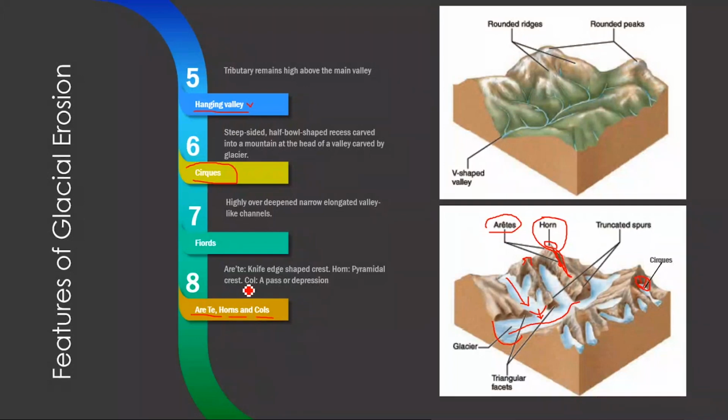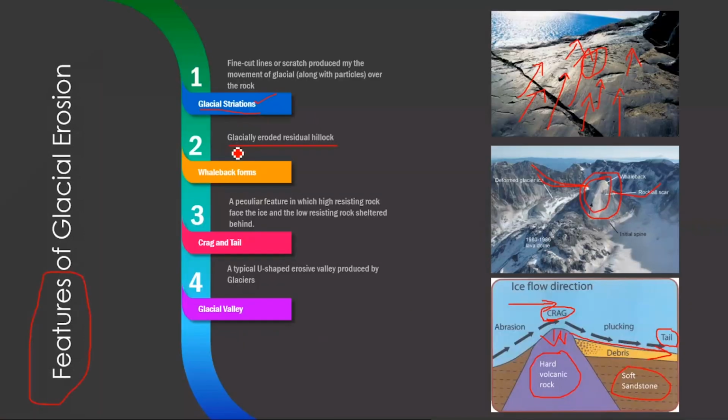And col is another geomorphological feature, which forms a depression between these two elevated surfaces. So that is a narrow depression forming, that is called a col. So these are the basic erosional features produced by the glacier.